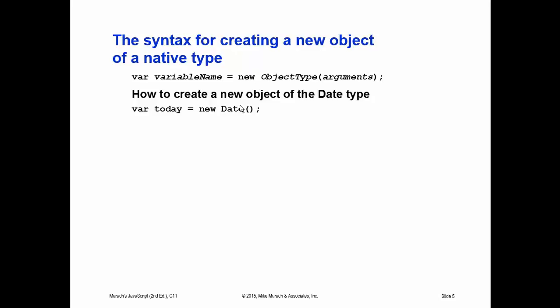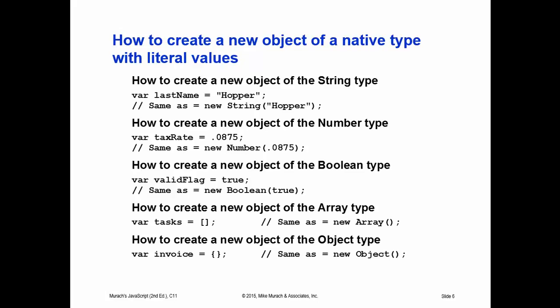So they're starting to show you some ways that this is going to be done in here. For instance, how to create a new object of the date type. And there's other examples in here also. So notice you could say var lastName equals "Hopper", or you could say var lastName equals new String("Hopper"). Either one of these would work. Now most of the time you don't do it this way when you don't have to, because it's just more work.